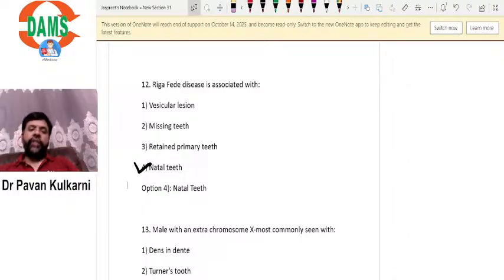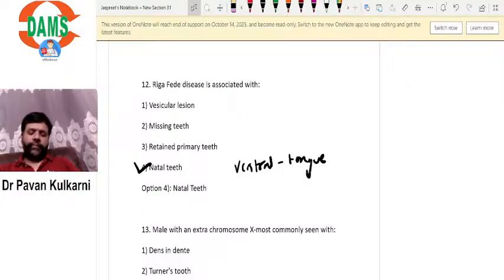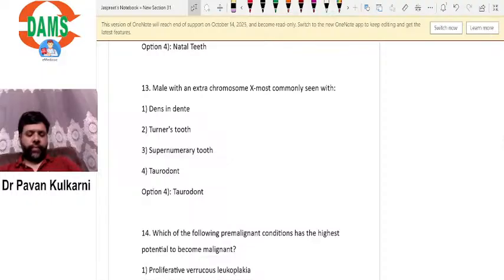So the location of the ulcer is important here. The location of the ulcer is the ventral surface of the tongue. So tongue has got different areas, all of us know: dorsal surface, lateral border and all those things. Ventral surface of the tongue is the area where you will see the ulcer. That is nothing but your Riga-Fede disease.